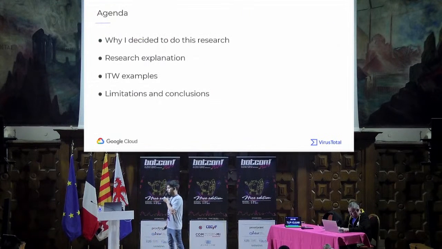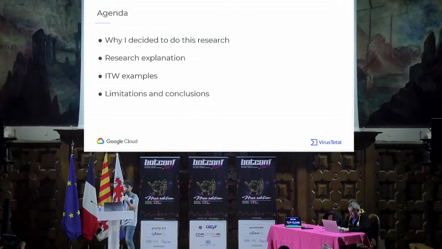So the agenda for today, we have these 4 points. First of all, I will explain why I decided to do this research. I think this is important to know, to understand the rest of the presentation. Then I will explain the research itself, the results that we obtained during all these months that we were working on this. Then we are going to see some in-the-wild samples that we found related to APTs and crime actors. And finally, we are going to discuss the limitations and conclusion about the research, because there are some limitations that we cannot overcome through VirusTotal, but maybe in other platforms or using other technology like AI, which can be nice to take into account.